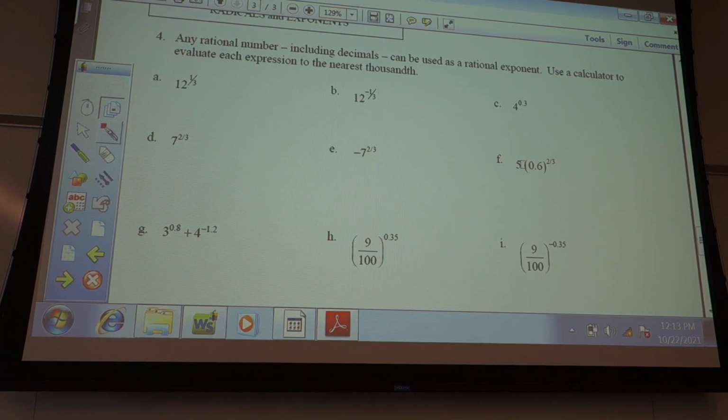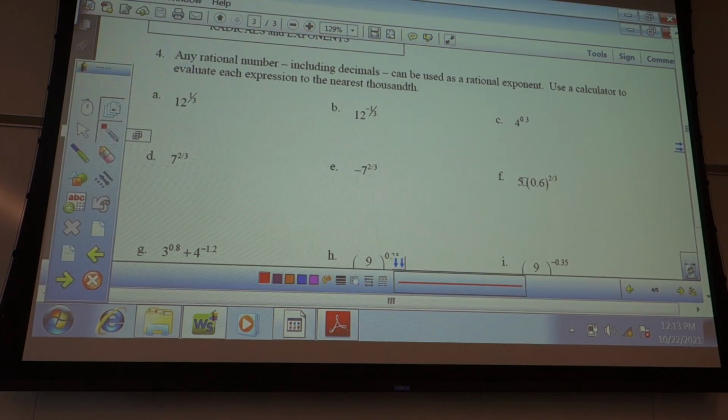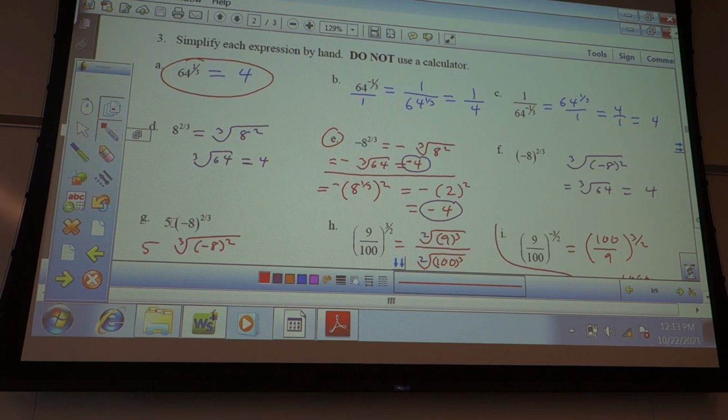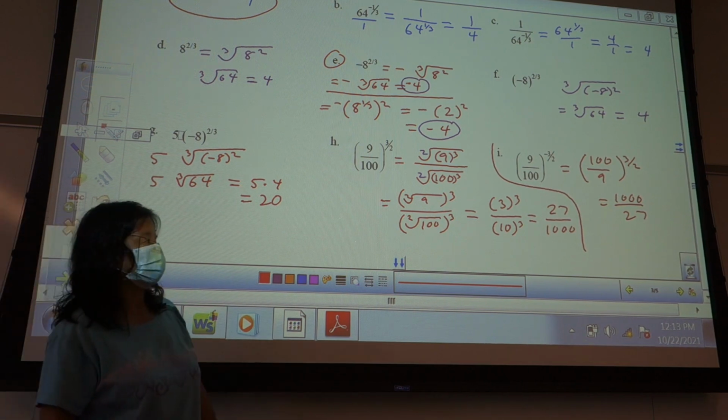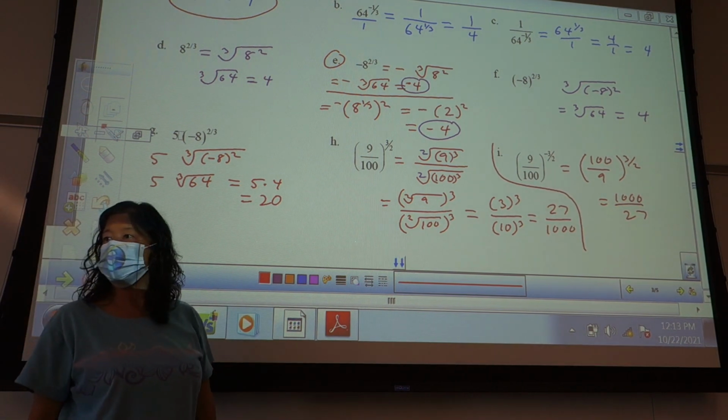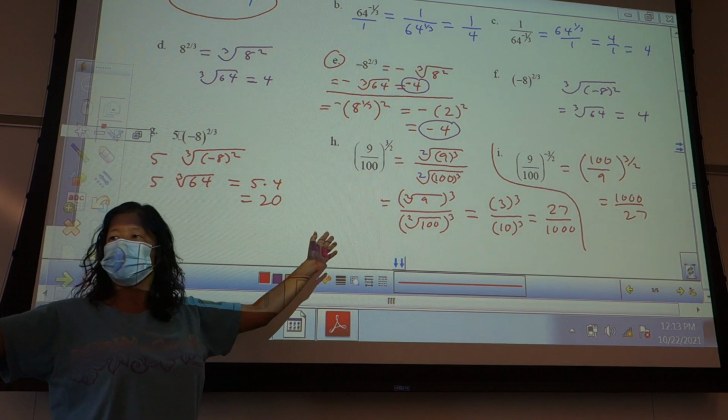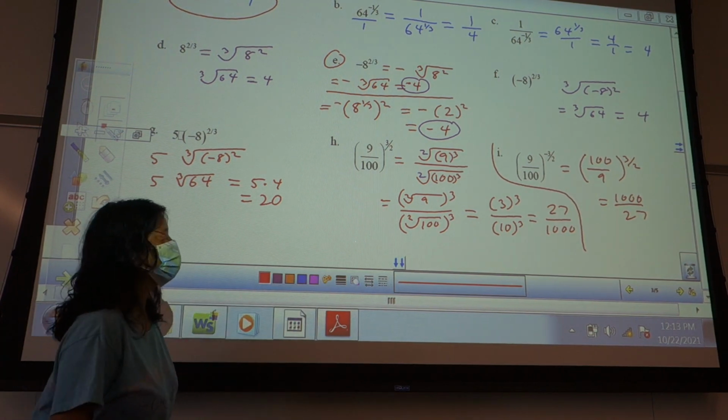So do you leave the fraction on the last two, or do you divide and get a decimal? Just leave it as a fraction, because it's really 27 divided by 1,000 or 1,000 divided by 27. Just leave it there. Don't take it a step further.